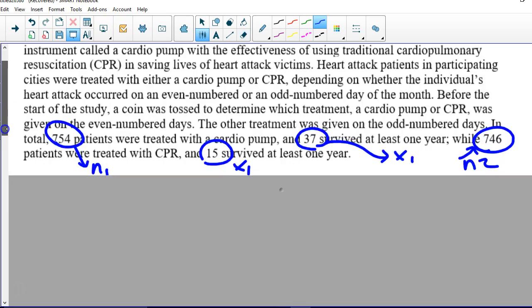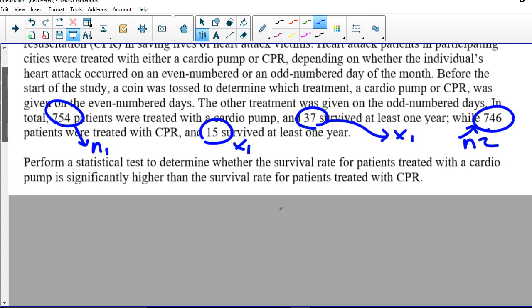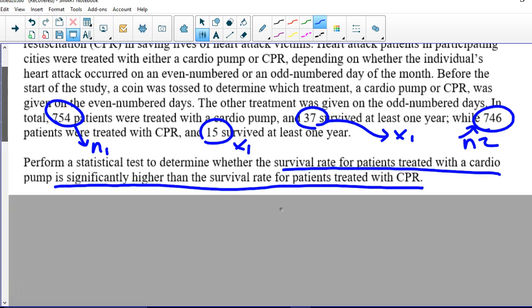Okay, moving on. It states perform a statistical test to determine whether the survival rates for patients treated with a cardio pump is significantly higher. This is basically our HA. This is what we're trying to prove. And we can use this sentence for evidence for this or evidence against this. So we either are going to have evidence that the survival rate for patients treated with a cardio pump is significantly higher than the survival rate for patients treated with CPR, or we will have no evidence for that.